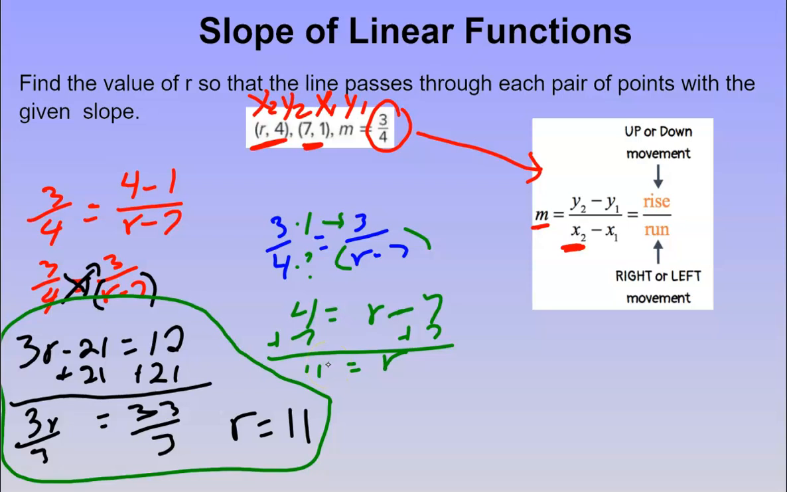So that is how you can find the slope of a linear line and then use the slope formula to find one of the coordinates of your ordered pairs that are found on the line.